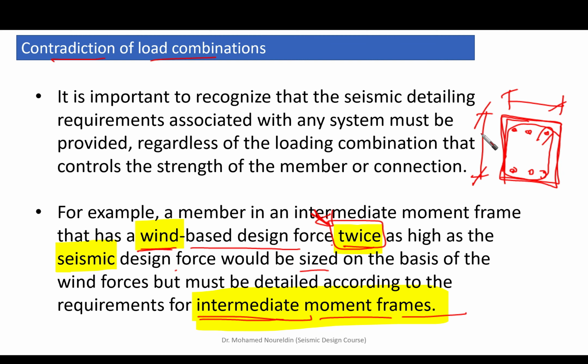Okay, so this is the meaning of the contradiction. If we have two different loading conditions, one coming from the wind and it's twice, and one coming from the earthquake, which one should we apply? You need to satisfy both. Okay, the size should be based on the higher load, and the detailing should follow the earthquake.